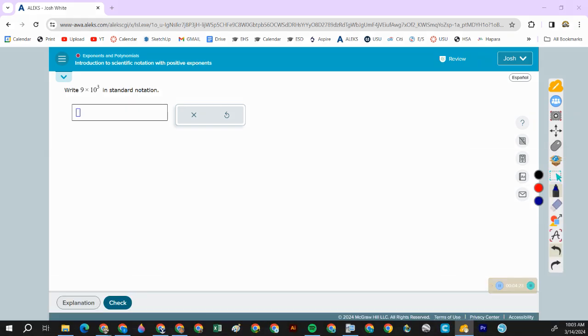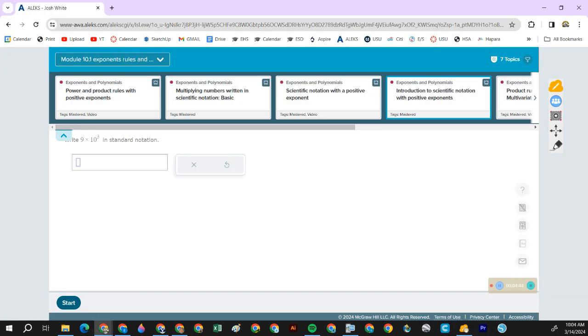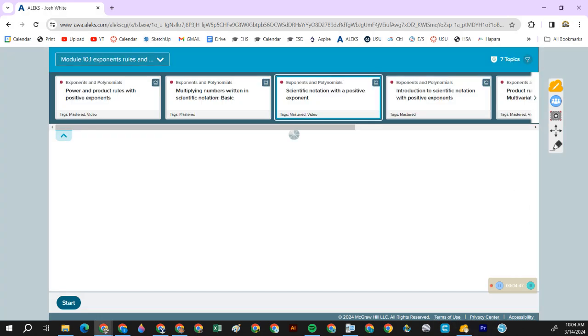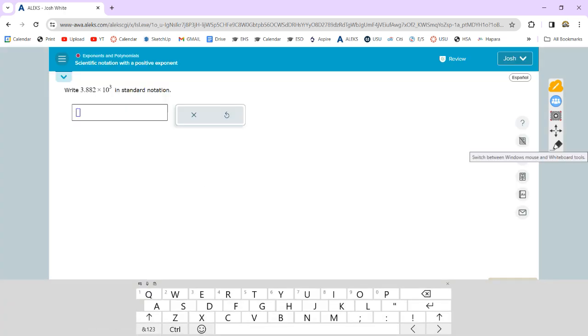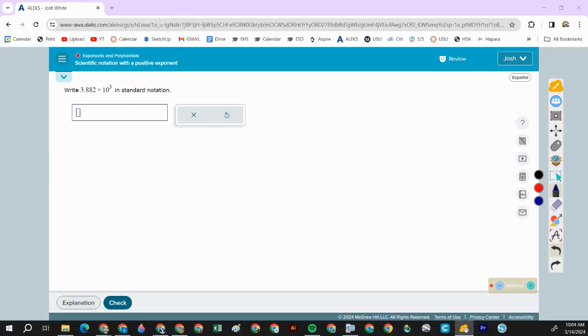Okay, 9 times 10 to the 3rd. So that 3 is positive, and positive numbers go to the right. So we need to take 9.0 and move this decimal 1, 2, 3 places. So the answer is now 9,000. Hopefully that's review. Okay, same thing here. We're going to move this decimal 1, 2, 3 places, and we get 3882.